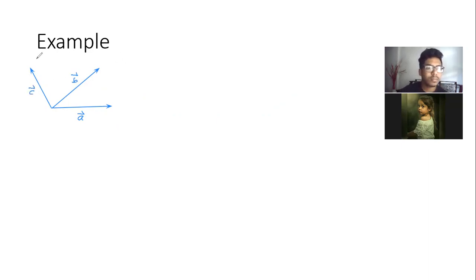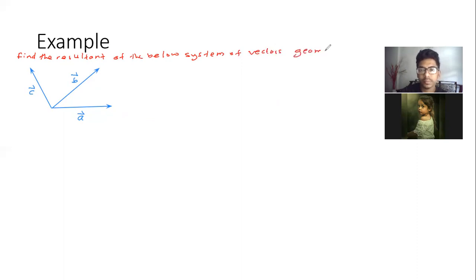Okay, so the question, here I write the question: find the resultant of the below system of vectors, geometrically or graphically. Okay, find the resultant of the below system of vectors geometrically.